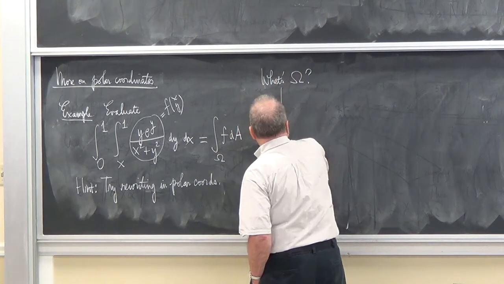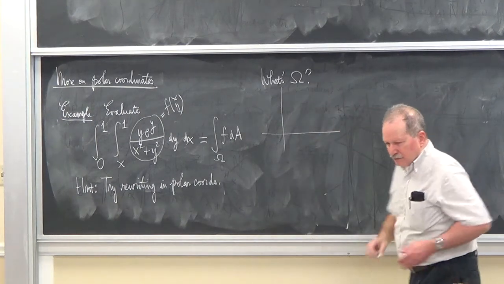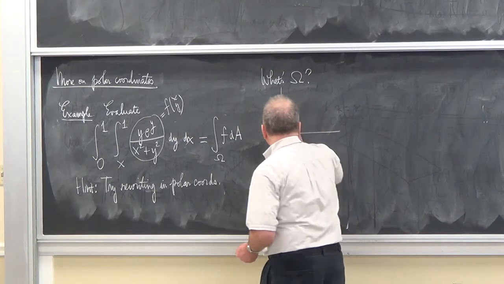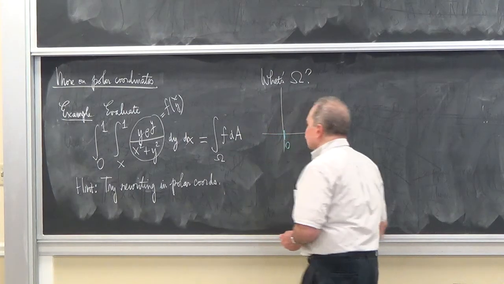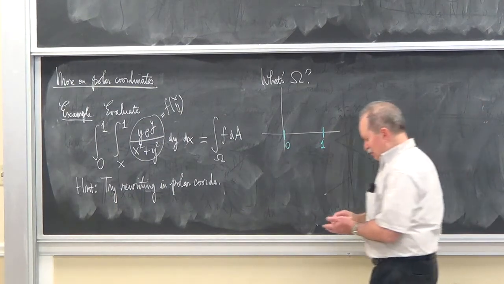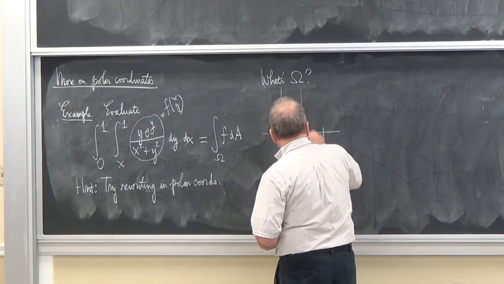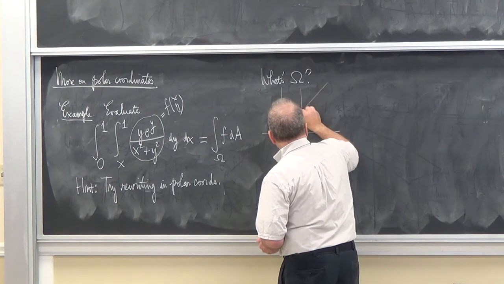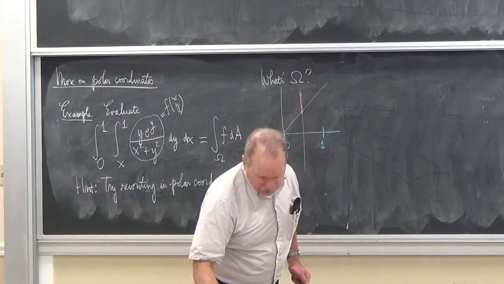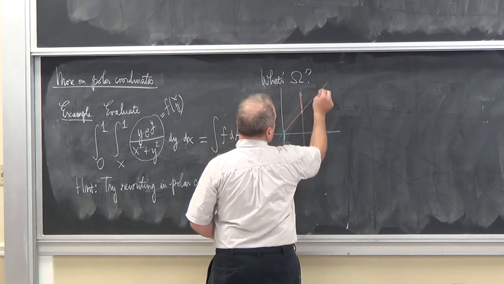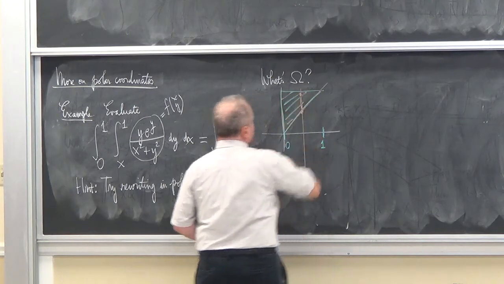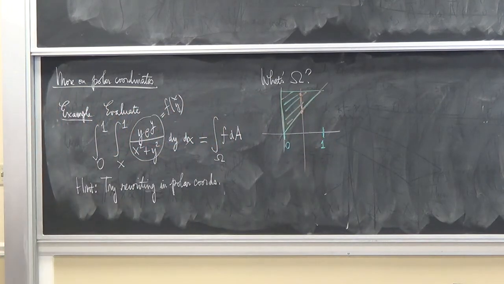Well, x goes from 0 to 1. Y goes from x. Look at the upper half of the triangle. So for fixed x, y goes from x to 1. So it's going to be the upper right triangle. It's going to be this triangle, right? Agreed?